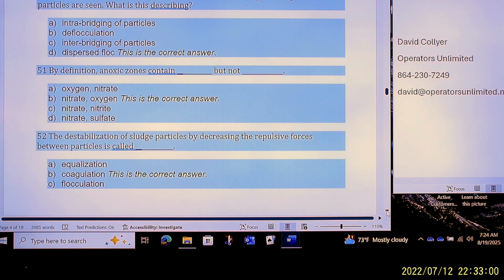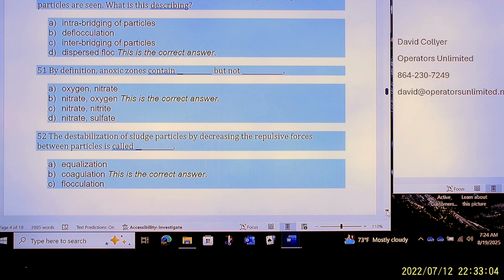Number 50. When looking at a mixed liquor sample under a microscope, no large flock particles are seen. What is this describing? A, intra-bridging of particles. B, deflocculation. C, inter-bridging of particles. D, dispersed flock. The answer to 50 is D, dispersed flock.